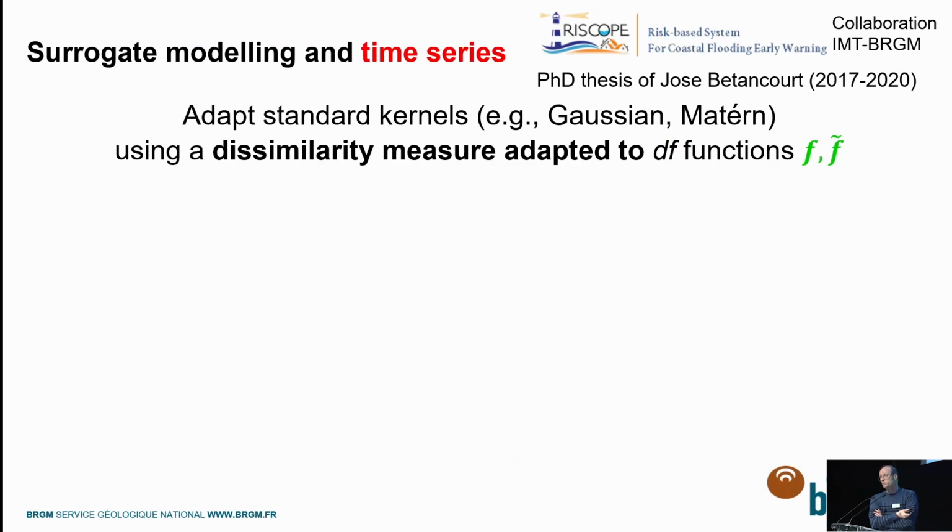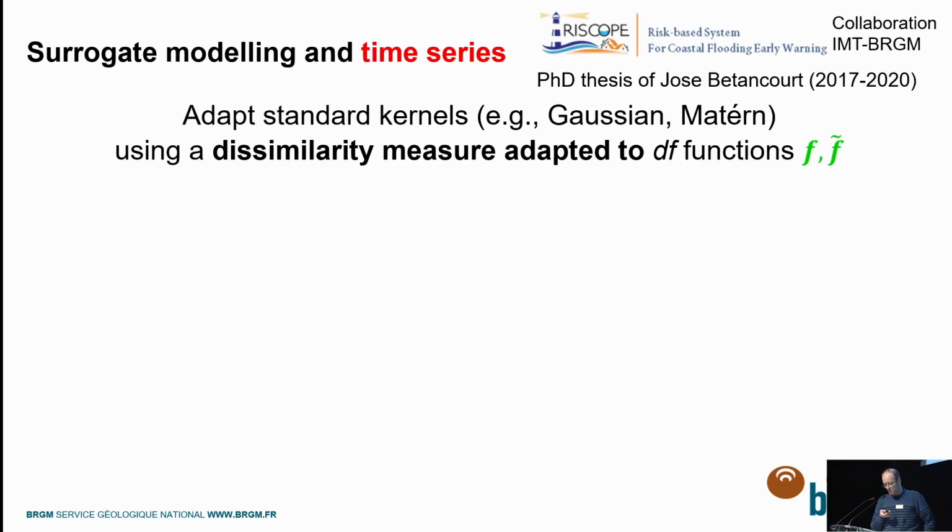Second problem with time series, the surrogate model. And here comes the flexibility of the kernel. I don't have scalar inputs as input of my Gaussian process regression model, but I have time series. So I have functional variables. What we can do is to play a little bit with the kernel and try to adapt it using some kind of dissimilarity measure adapted to the functional nature of my input.